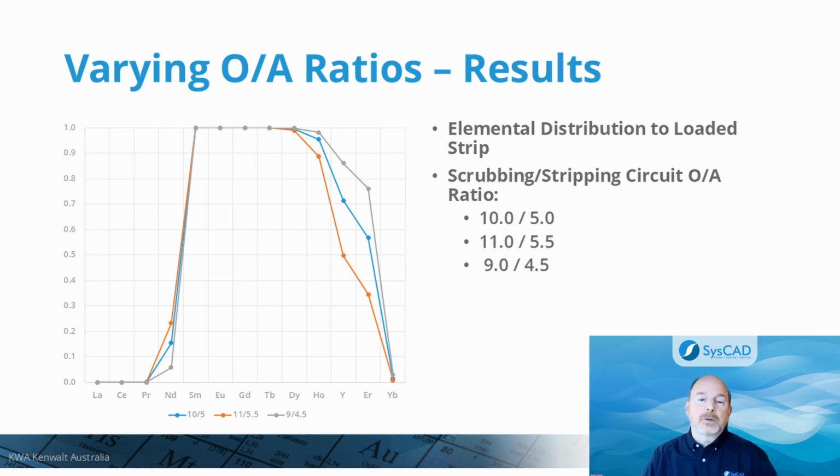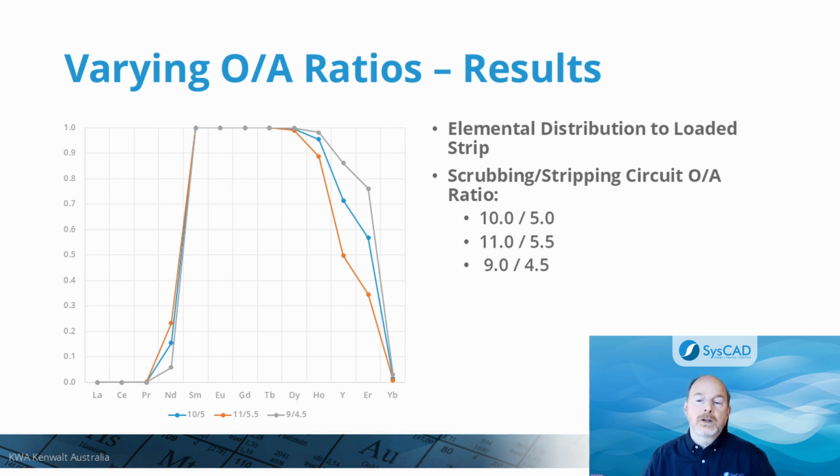The lightest elements, still completely or mostly in the case of neodymium, went to the raffinate. The heaviest elements went completely to the heavy strip, with the next heaviest being split between the loaded strip and the heavy strip. For some of the elements, we can see the different separation behaviors between the base case in blue and the case of higher OA ratios in orange and lower OA ratios in gray.